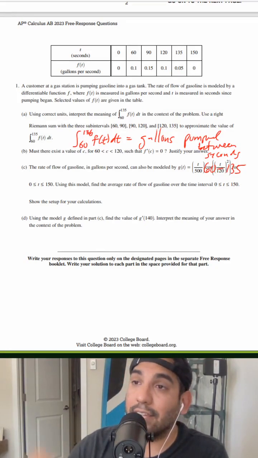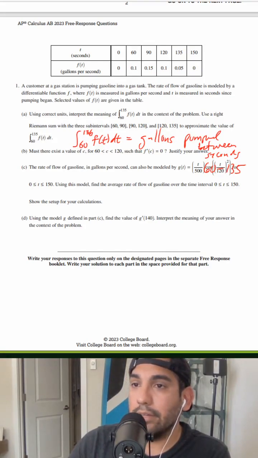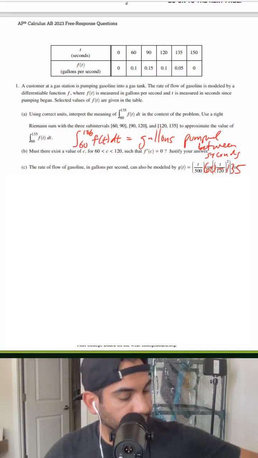You're going to get a point for that by saying it was pumped between, or this is how many gallons were pumped. Well, now what we're going to do is actually have to find that value using Riemann sums. Let me go ahead and draw out a little rectangle here so we can have some space, and then we'll erase some stuff later on.